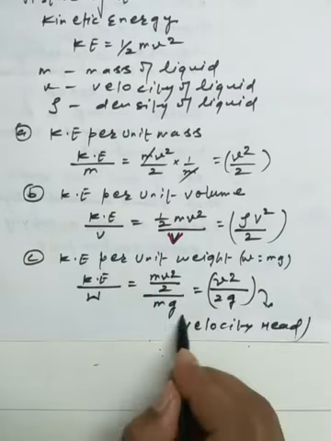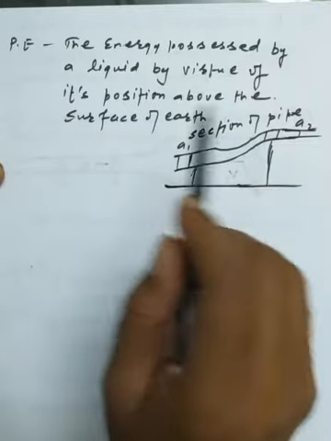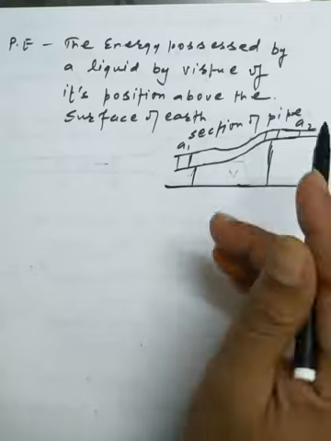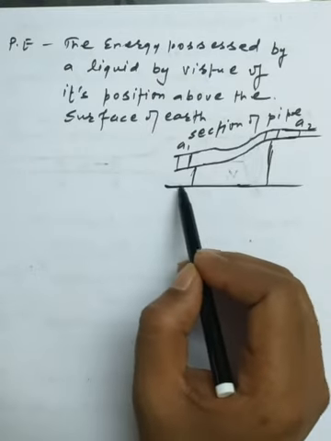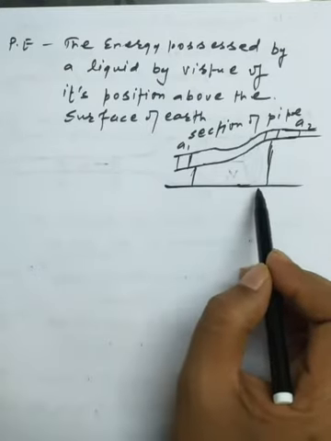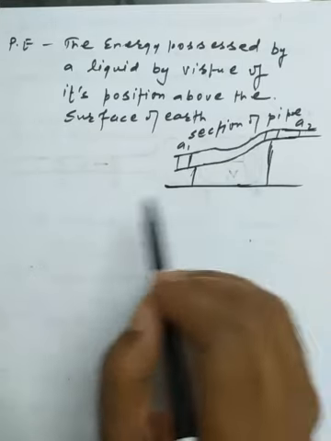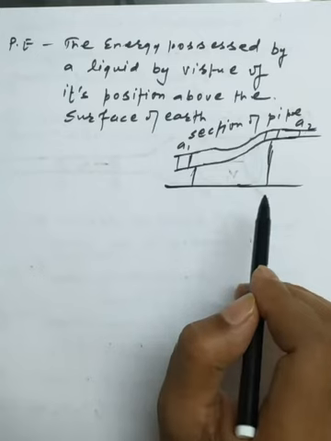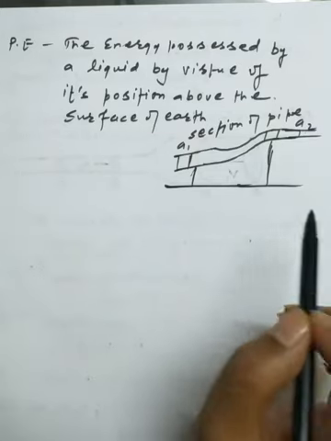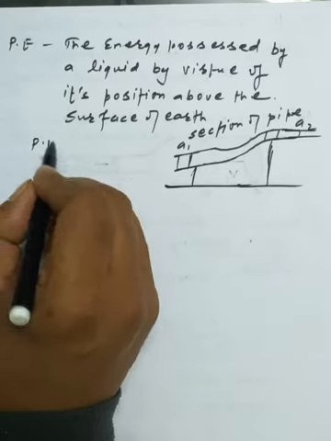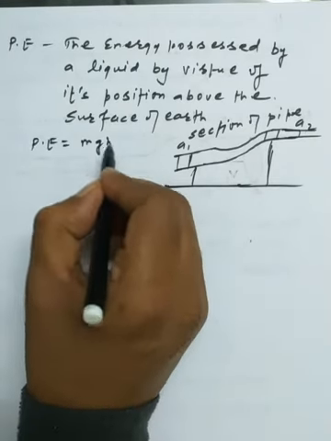Here we are assuming the concept of the energy possessed by liquid by virtue of its position above the surface of the earth. Definitely it can't move upward by its own, but we are taking the concept of a pipe which is at a certain height from the surface. Whenever height is added to a liquid, potential energy is associated with it, and we have the basic formula of the potential energy, that is mgh.